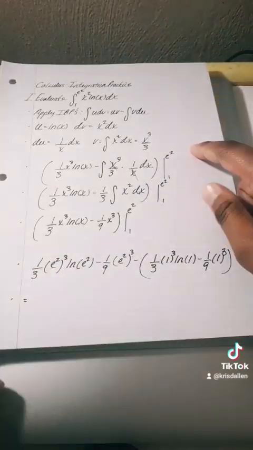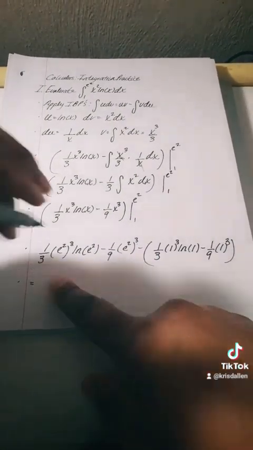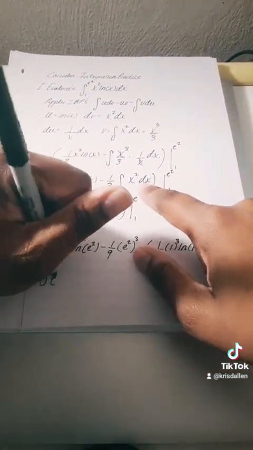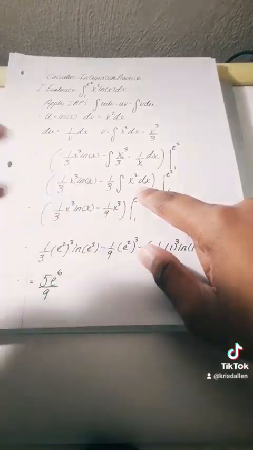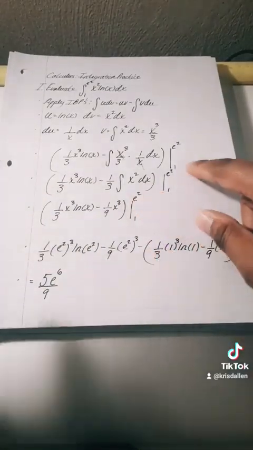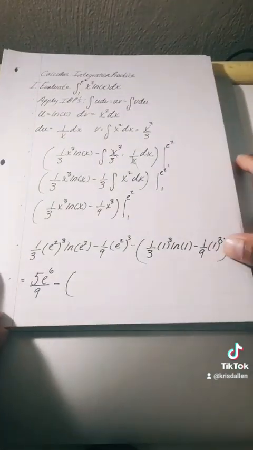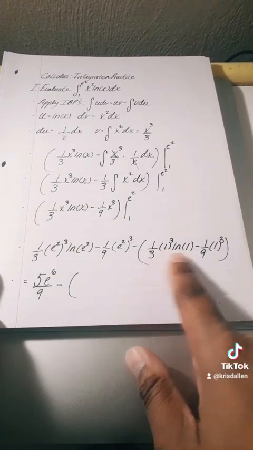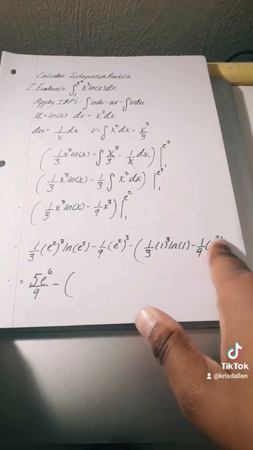So over here, okay, well, looks like we'll get 5. That'll be 5e to the 6 over 9, because 2 times 3 is 6. And then we'll subtract that away. Now when we sub in the 1, again, keep in mind, since the natural logarithm of 1 is 0, this whole side over here will basically go to 0. And then we'll just have our 1 cubed over here.